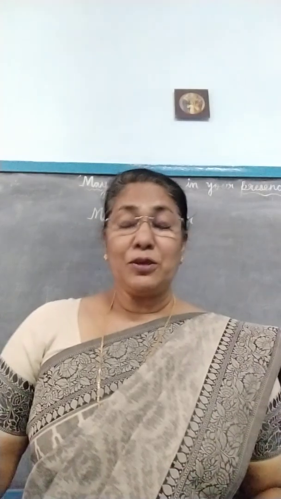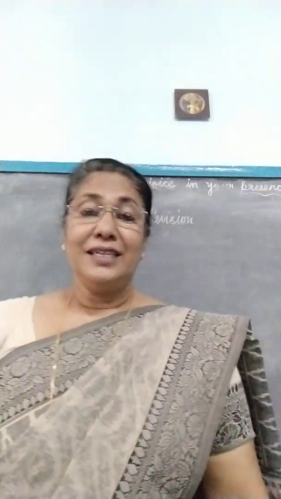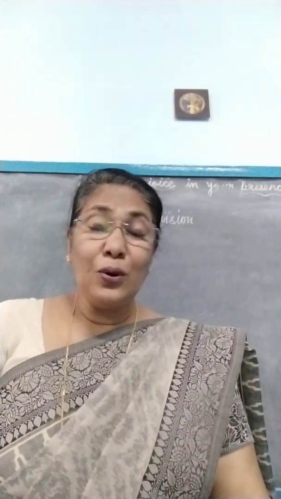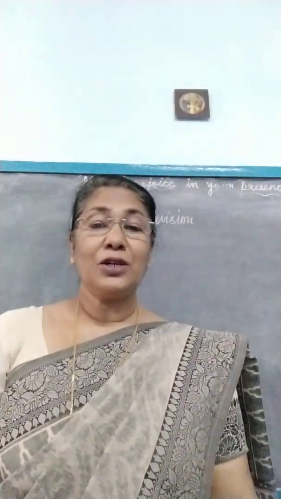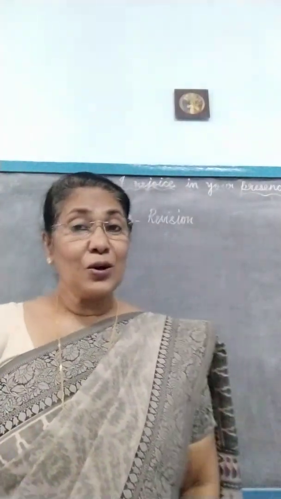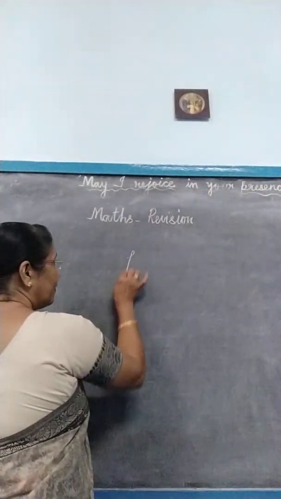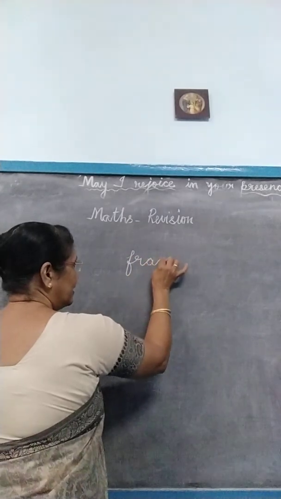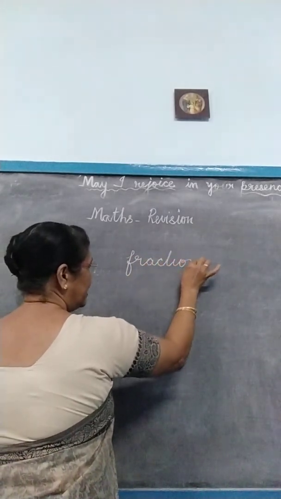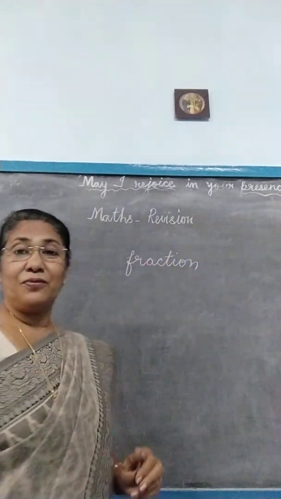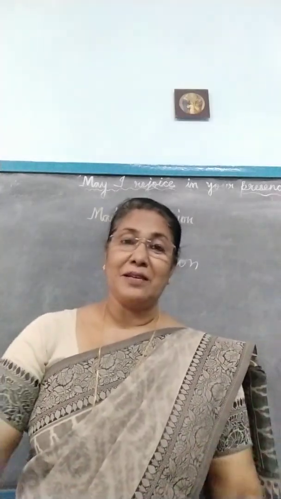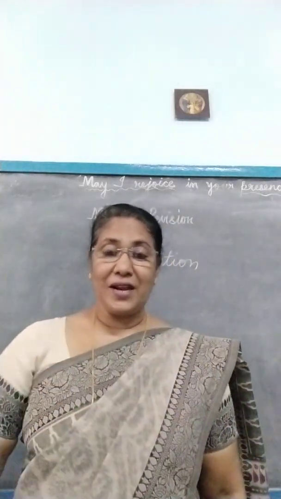So we'll come back to page number 51. Just keep your book ready. Part of a whole. Whole means full. Part of a whole is called what? Fraction. How do you spell fraction? F-R-A-C-T-I-O-N is fraction. Part of a whole is called fraction.